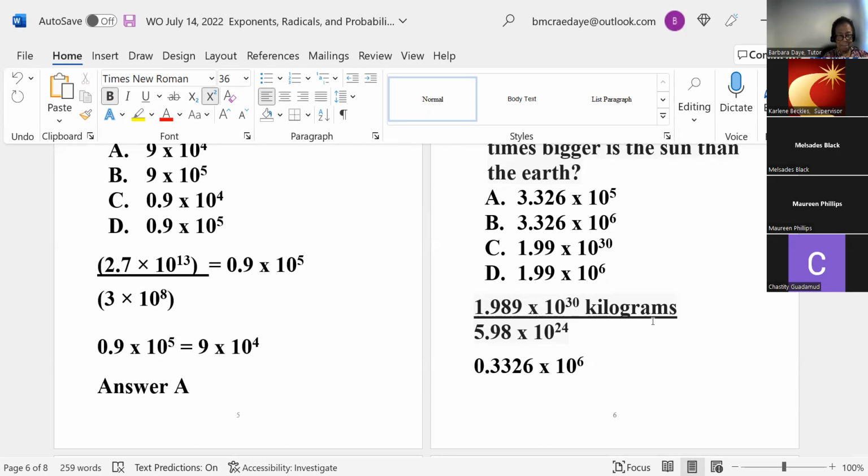Are you saying that I should have just left it? No, you got to do just what we did over here. If you increase the first part, you decrease the exponent. So what does this become, Maureen? The 6 becomes a 5. Tell me about the first part. 0.3326 becomes what, Maureen?